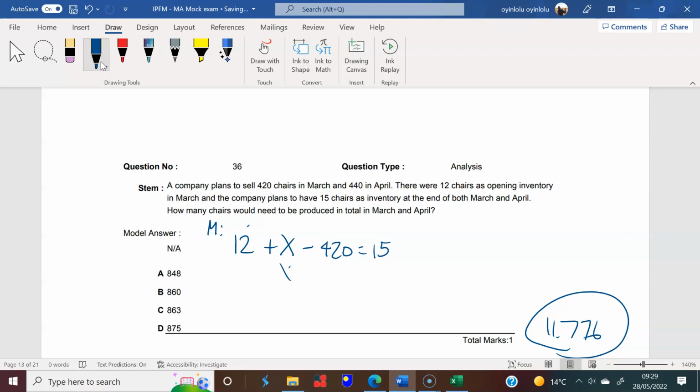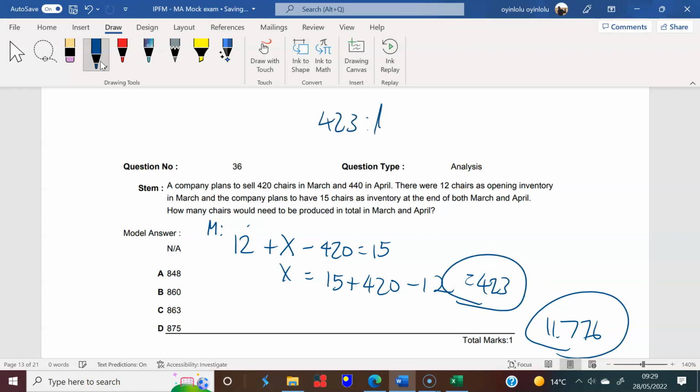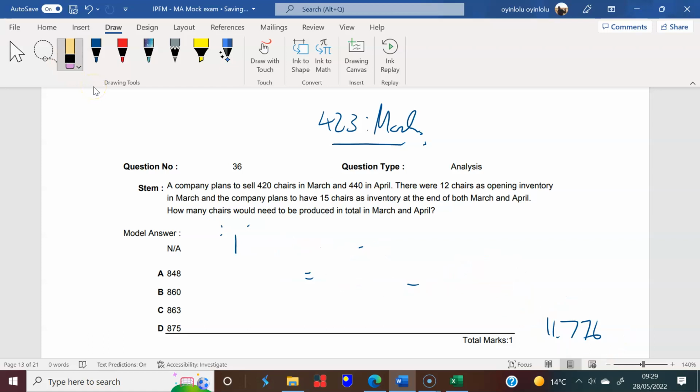Therefore you produce 15 plus 420 minus 12, which is 423. So you produced 423 chairs in March. Now that we know how many chairs were produced in March, let's talk about April.